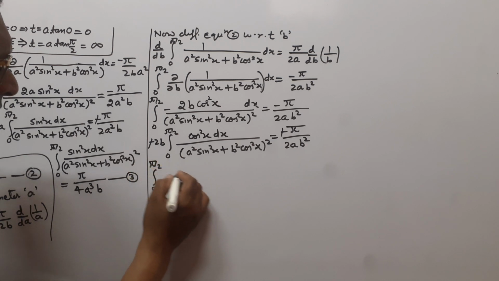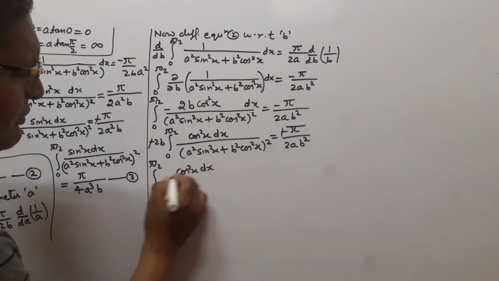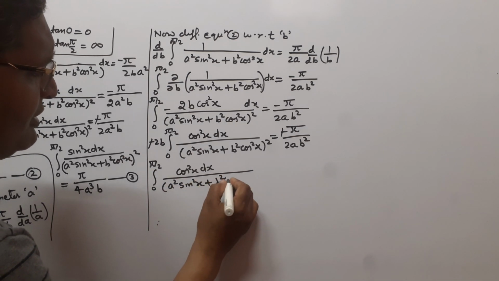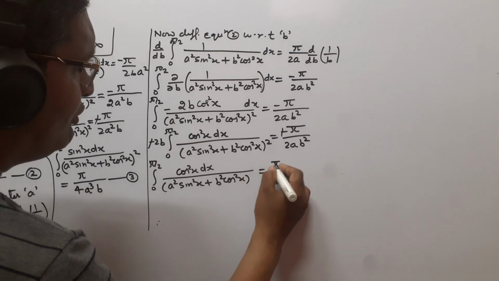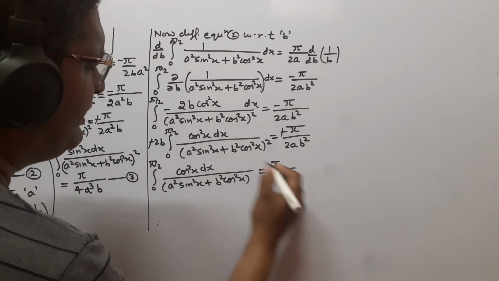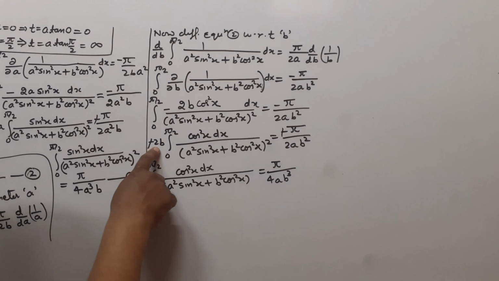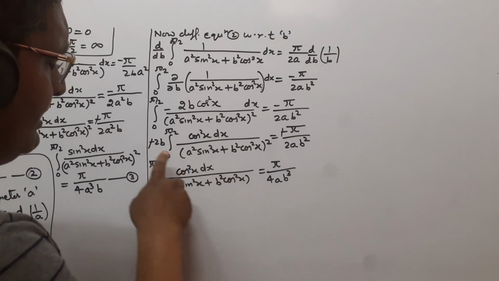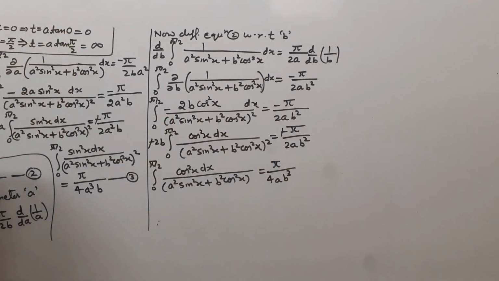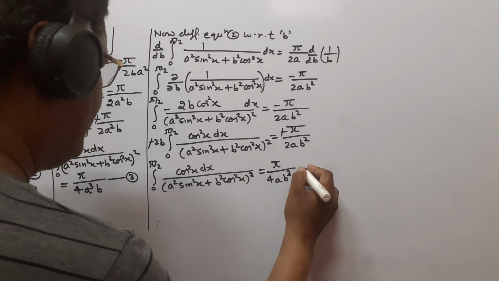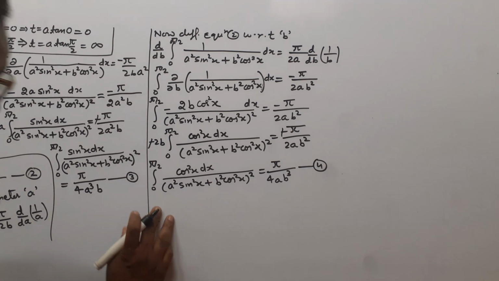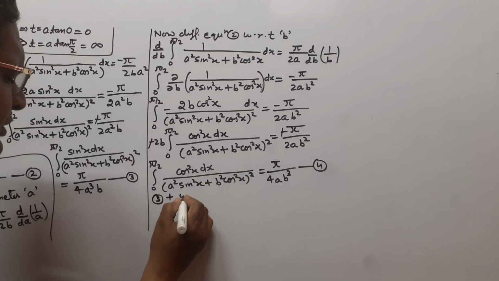So this can be written as the integration of cos²x dx divided by (a² sin²x + b² cos²x)² is equal to π/(4ab³). Here we can see that this 2b goes to the right-hand side in the denominator, so 2 multiplied by 2 gives 4, and b multiplied by b² gives b³. Suppose that this is equation number 4. Now we add equations 3 and 4.